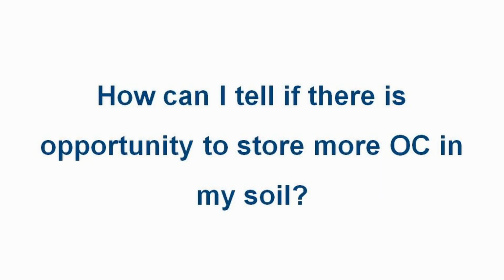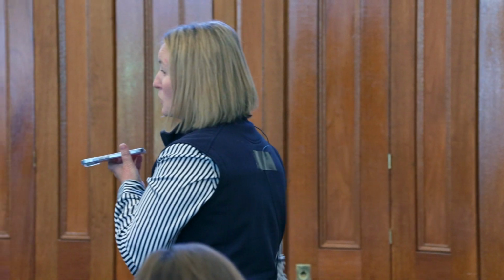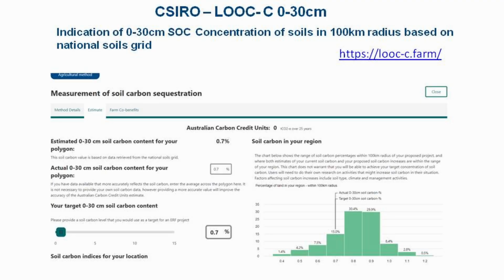This is probably the question I get asked the most from farmers. How do I tell if my soil has more opportunity to put more carbon in? Some rule of thumb ones. CSIRO have a model called Look-See. Has anybody used that at all? Yes? It's quite a handy one because you're going into 0 to 30 centimetres.